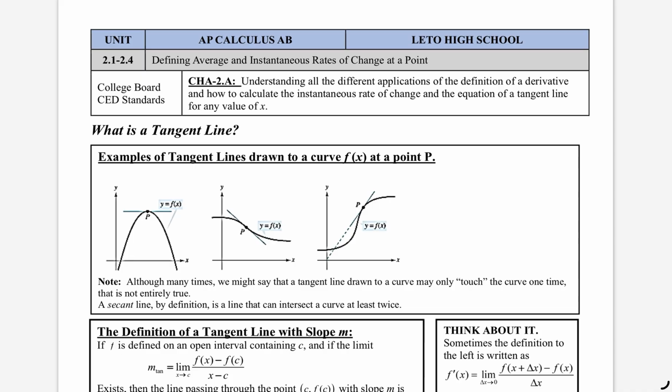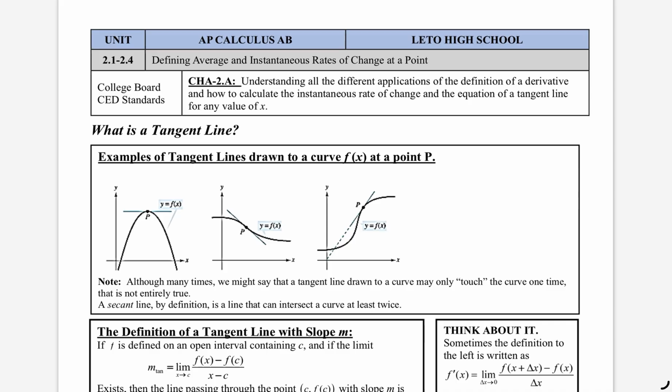Ooh, we're starting Unit 2, and this is where we start getting into the real calculus. We start learning about all these things called derivatives and how they apply to our functions and all these properties. It's a lot of fun. You're going to have a great time, I promise.